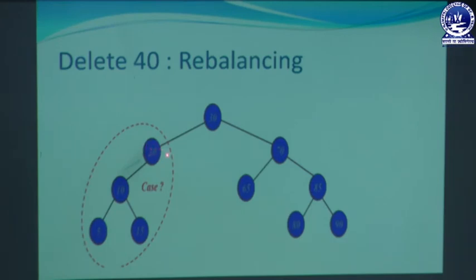Okay, let's check the other nodes present in this AVL tree. So the balance factor for this node is 0 because the left subtree height is 1 and the right subtree height is 1, 1 minus 1 is 0.